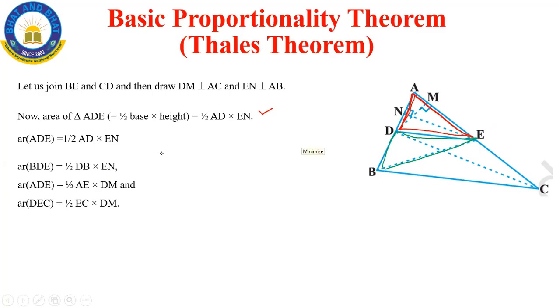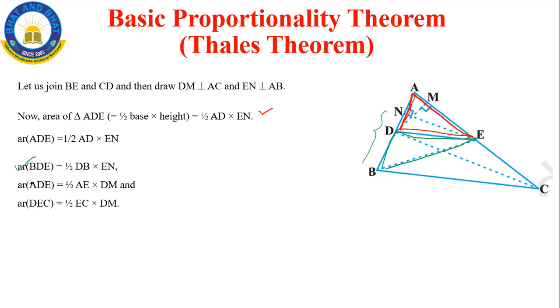So area of BDE will be half into DB, because for this I have to extend the line and draw the perpendicular, that is nothing but EN. So half into EN into BD is nothing but my area of BDE.